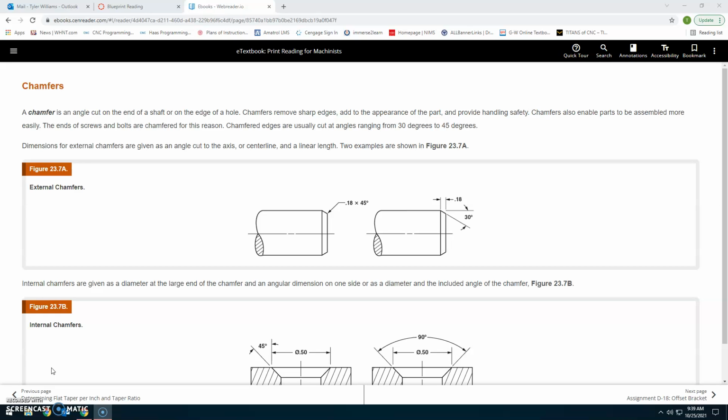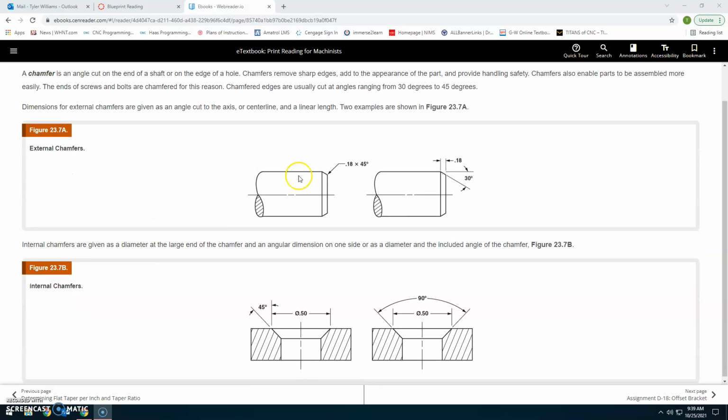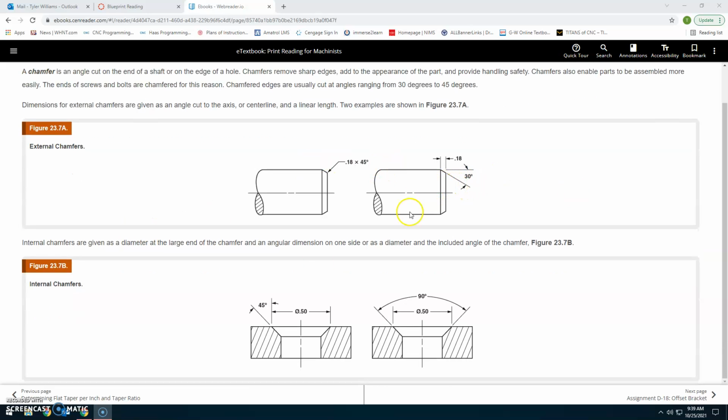Dimensions, for example, internal or external chamfers are given as an angle cut to the axis, or center line, and a linear length. Two examples are shown in figure 23.7a. And then internal chamfers are given as a diameter at the large end of the chamfer and the angular dimension to one side of the diameter and the included angle of the chamfer. So these.